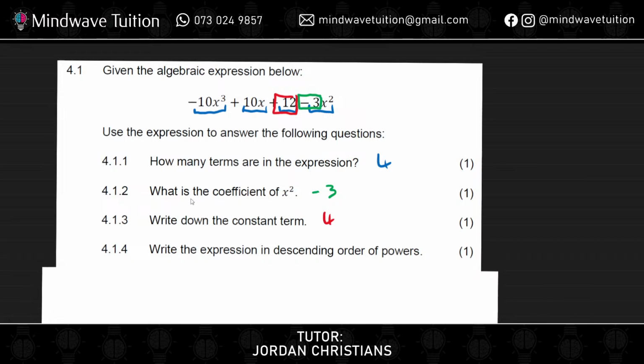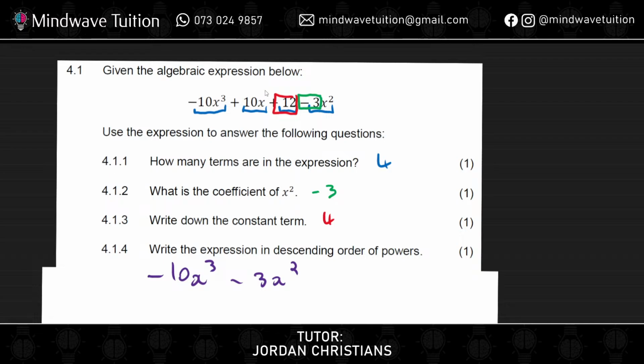Okay. So write the expression in descending order of powers. So we first need to find out what the biggest power is, and that is to the power of 3. And again, it's descending, so we want to start from the highest to the smallest. So the first answer is minus 10x to the power of 3, right? Because that is the highest power here. The second power will be 2, x to the power of 2. So then we'll have minus 3x to the power of 2. And then even smaller than that, we have x just on its own.